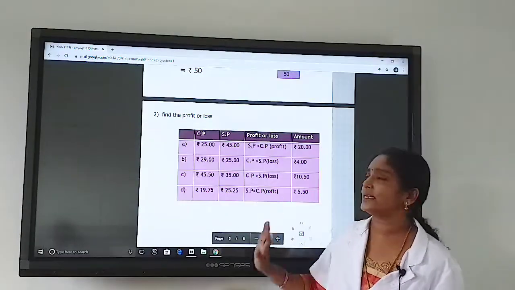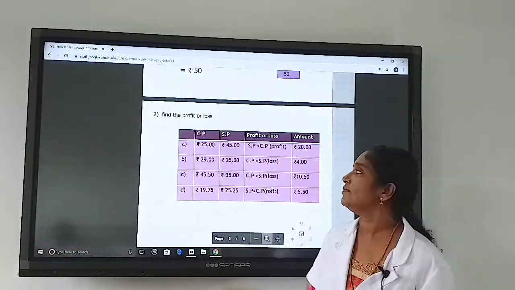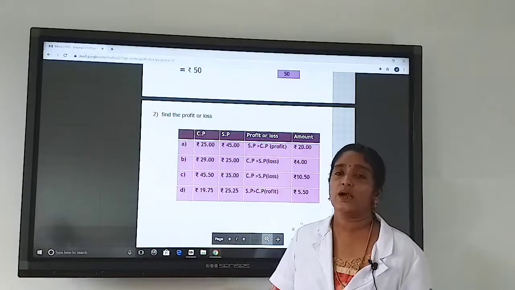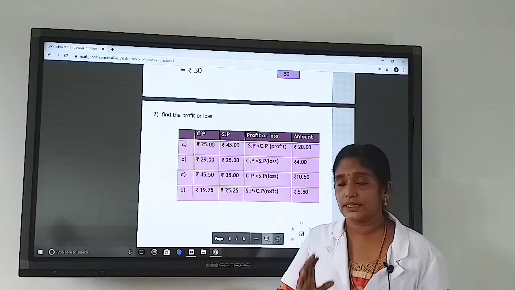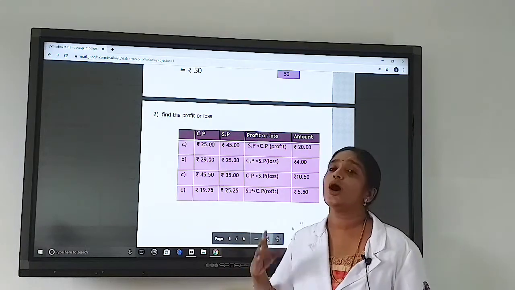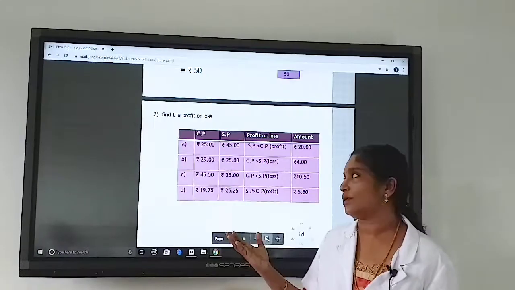So one table is given here. We want to find whether it is profit or loss. Cost price and selling price are given. We want to find whether it is a profit or loss, and how much is the profit or loss.